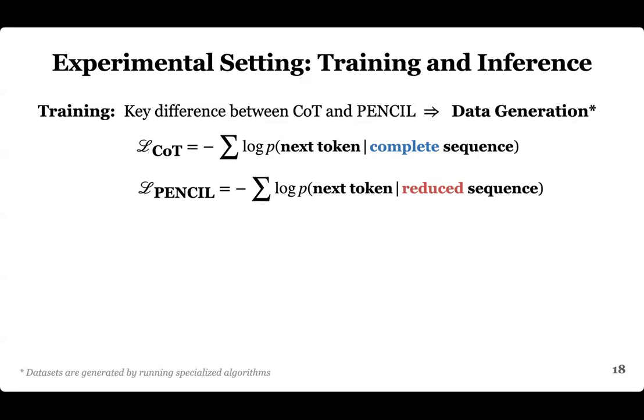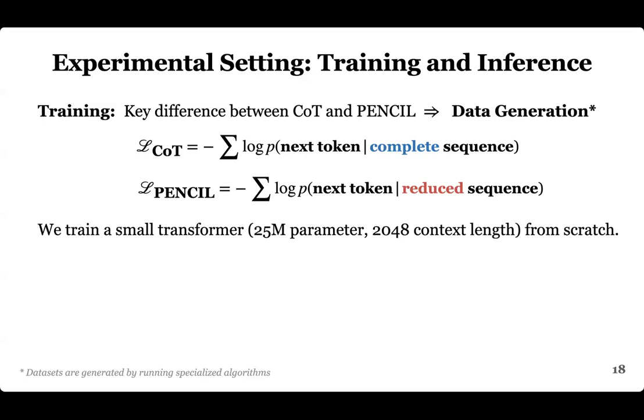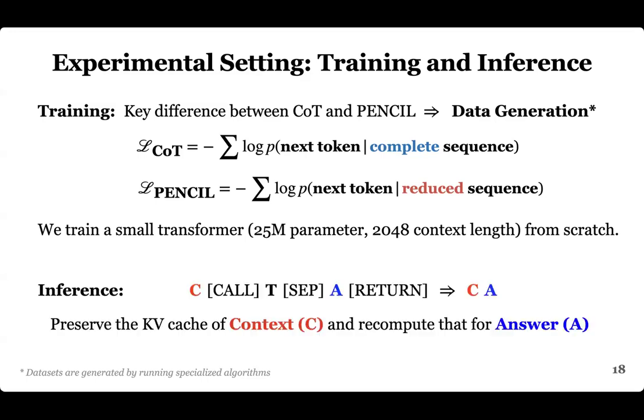For chain of thought, the loss function is calculated for each token based on all the previous sequence, which is very long. But for PENCIL, the loss function on each token is calculated based on the reduced sequence, which is much shorter compared with the complete sequence. In our experiment, we train a very small transformer with only 25 million parameters and 2000 context length from scratch to compare their performance.